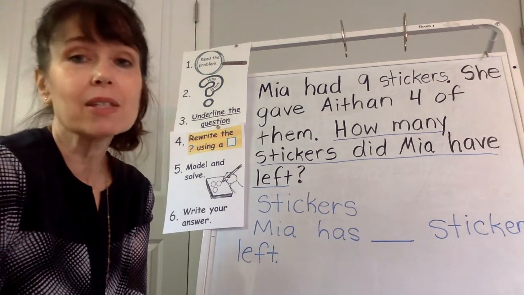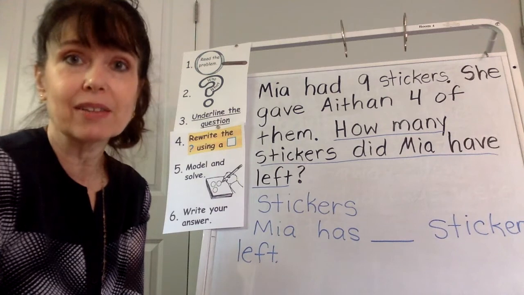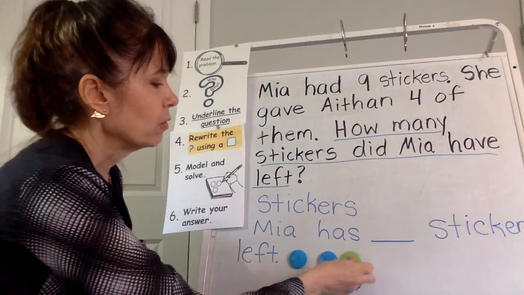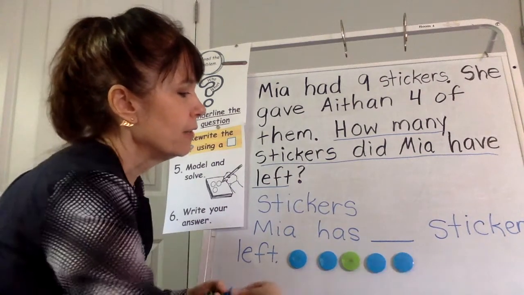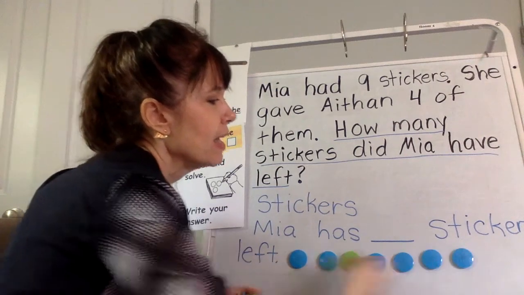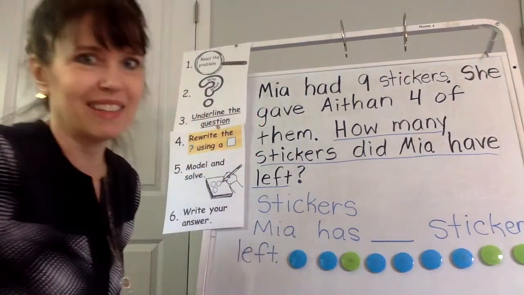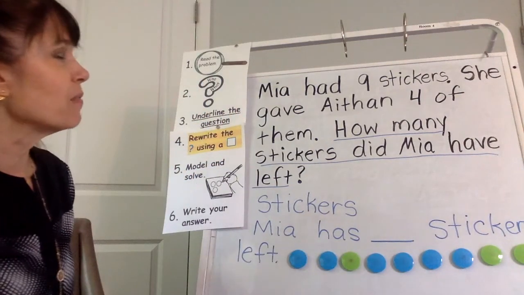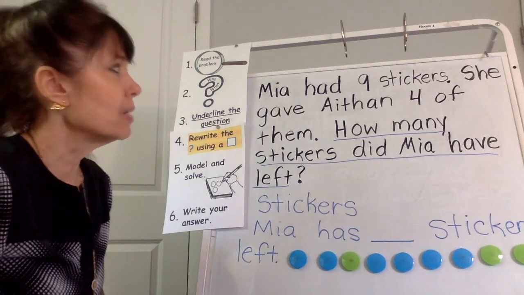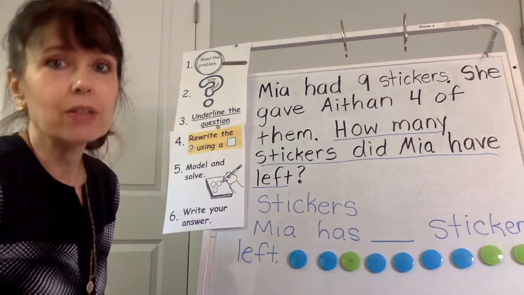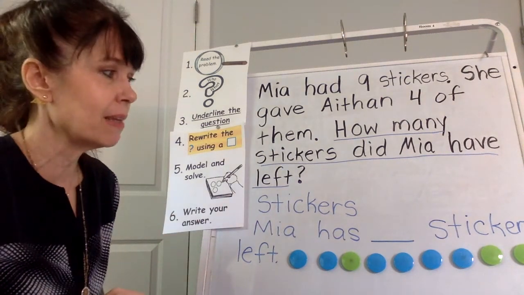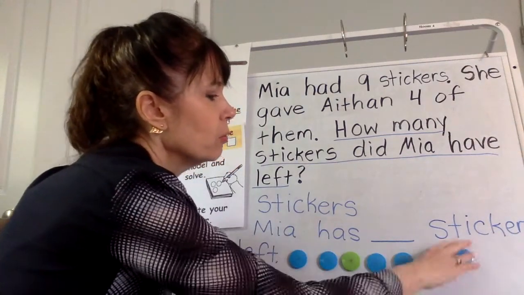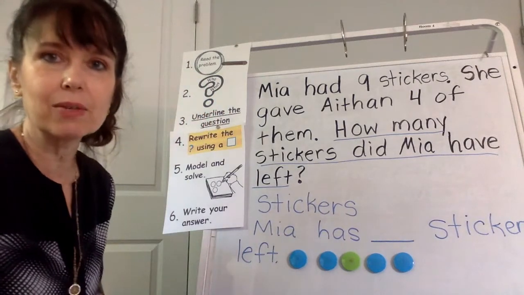So I'm going to start out by showing Mia's 9 stickers. So Mia had 9 stickers, and I like to count them as I go. 1, 2, 3, 4, 5, 6, 7, 8, 9. Then I'd just like to double check myself. 1, 2, 3, 4, 5, 6, 7, 8, 9. So I have the 9 stickers that Mia had, but it says she gave Ethan 4 of them. So this is where we separate. We have to take some of them away. 4 of them are going away. So I'm going to count out 1, 2, 3, 4. I'm just going to slide those down.